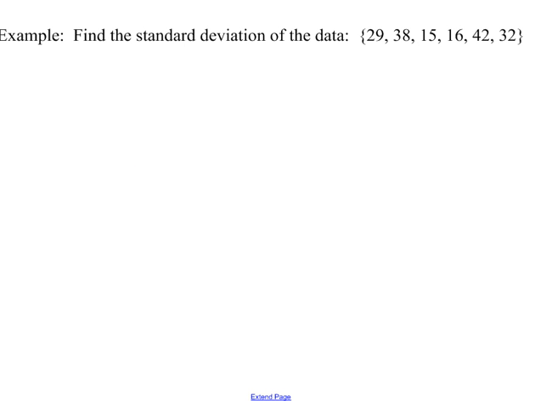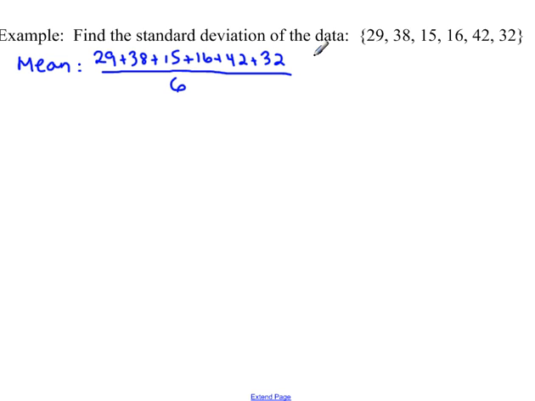Alright, so if I'm going to find the standard deviation of this set of numbers, the first thing I want to do is calculate the mean. Remember that that means to add up all of the numbers and divide by the total number of numbers. Okay, so when I add these numbers, I get 172 divided by 6. That gives me 28.6 repeating. Again, for our purposes, we're going to round that to the whole number, 29.